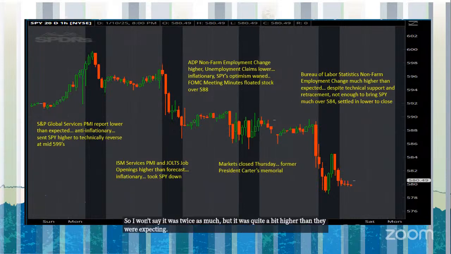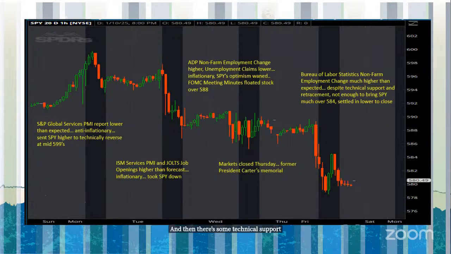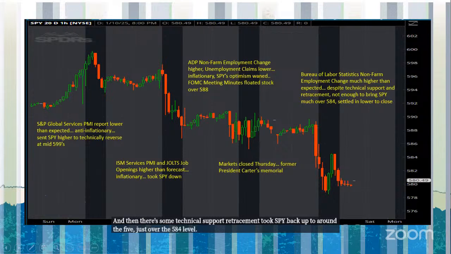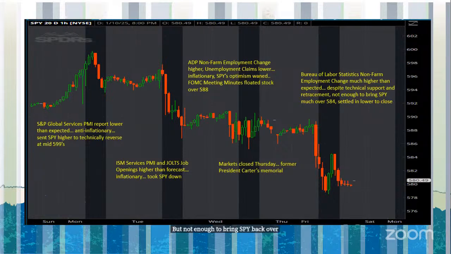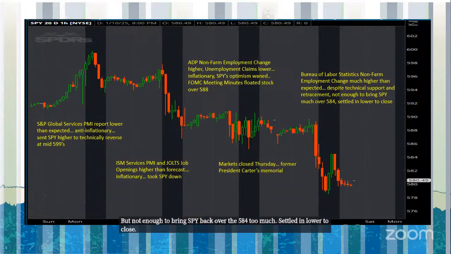And then there's some technical support. Retracement took SPY back up to just over the 584 level, but not enough to bring SPY back over 584 by much. It settled in lower to close, and that was on Friday.